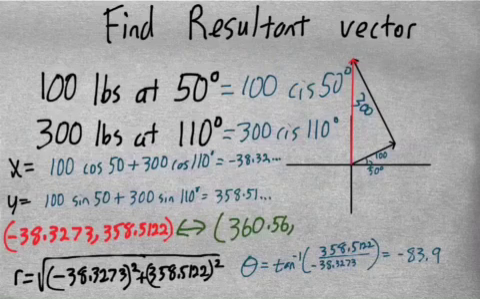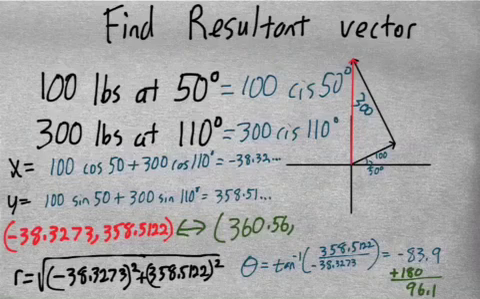Now, just like with the other ones, we want to stop here for just a minute and think. For that negative 83.9, I want to look at the x value of my rectangular coordinate. Remember, when it's a negative, I've got to add 180. So I add 180 to this, and that gets me 96.1. And so that's going to be my angle.